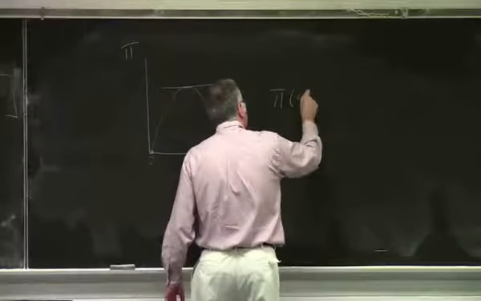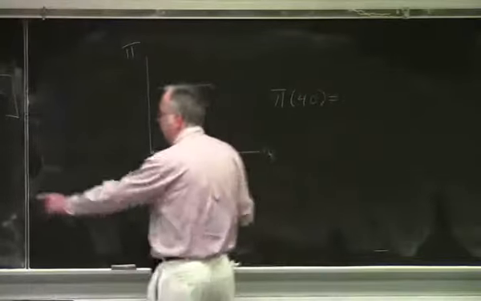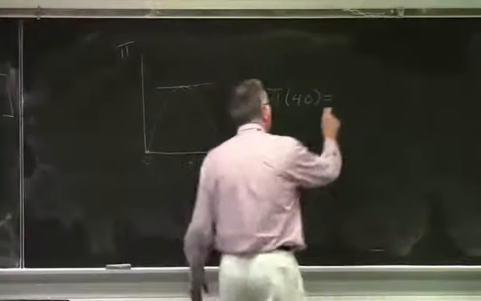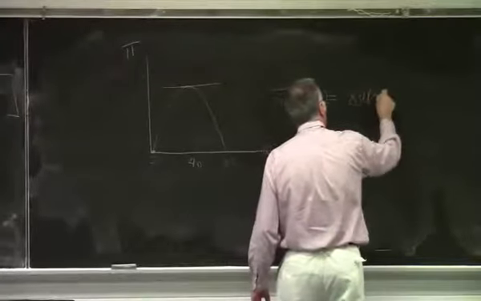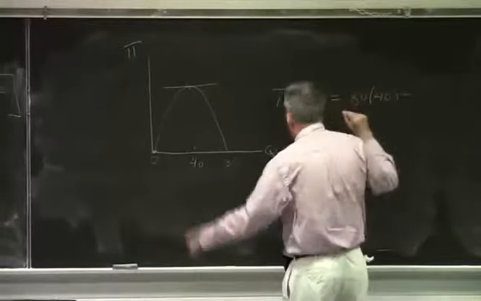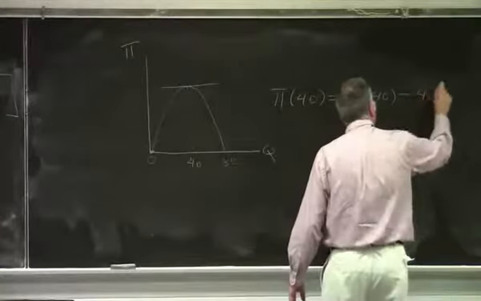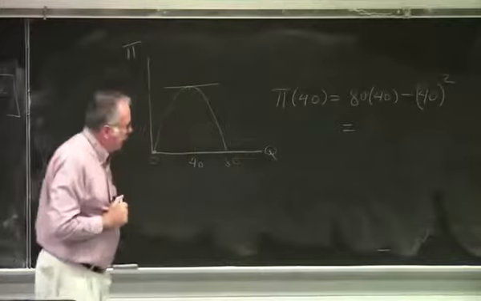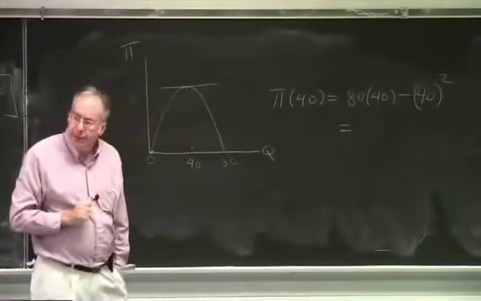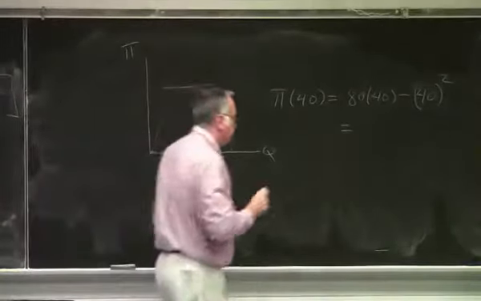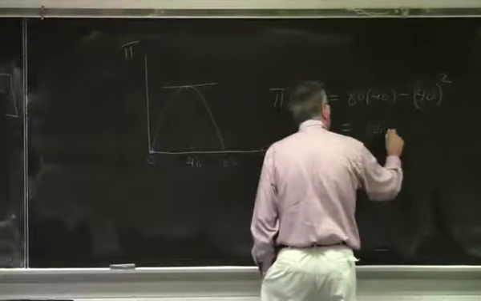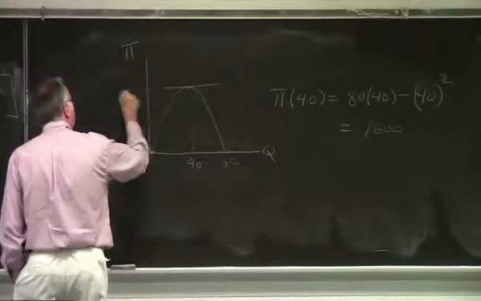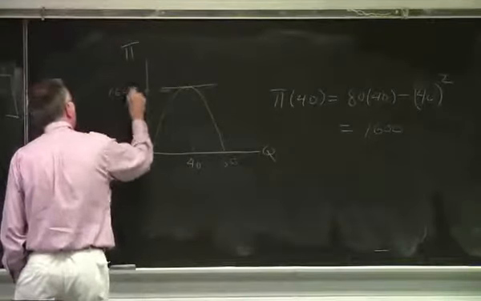Okay. Let's calculate this maximum profit. Pi of 40, I did ask you to do this. So you just go back to this expression right here, get 80 times 40 minus 40 squared. Be 3,200 minus 1,600, be 1,600, wouldn't it? Okay, so this would be your maximum profit.